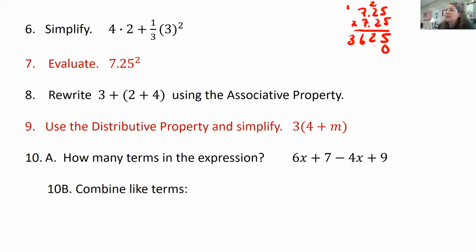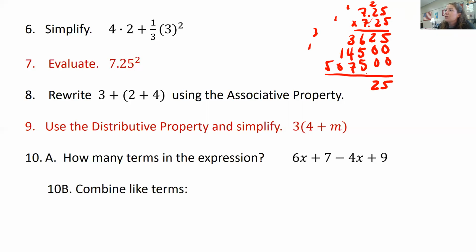2 times 5 is 10. 2 and 2 is 4, plus 1 is 5. 7 and 2 is 14. Add 2 zeros. 7 times 5 is 35, carry the 3. 7 times 2 is 14, plus 3 is 17, carry the 1. And 49 plus 1 is 50, so I'm gonna add up all that stuff.